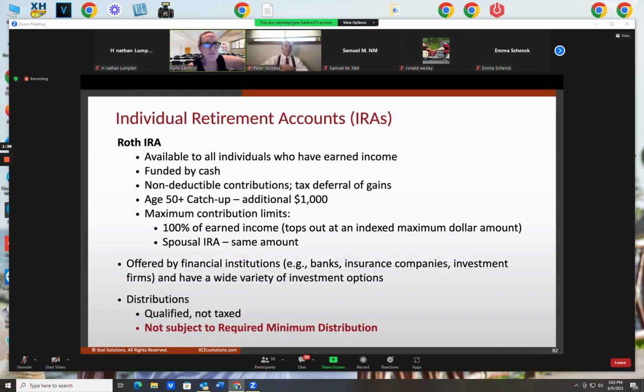Roth IRAs receive only after-tax dollars. You can't put pre-tax dollars in a Roth. You've got to pay tax on the money first. You write out a check, establish your Roth IRA, and then make your contribution to your Roth. Roth IRA only accepts after-tax dollars.